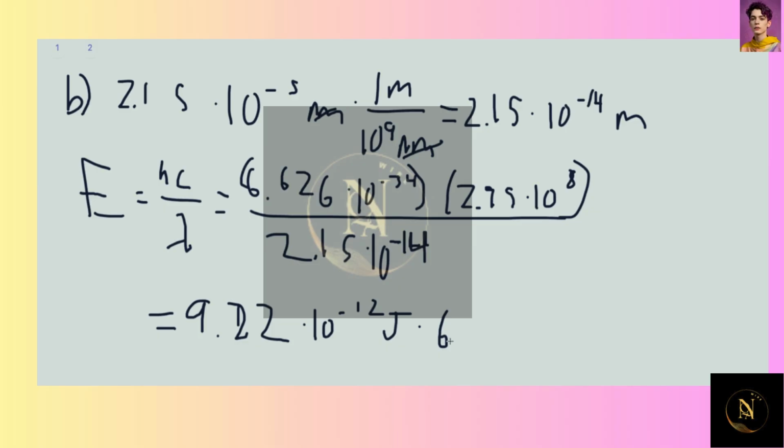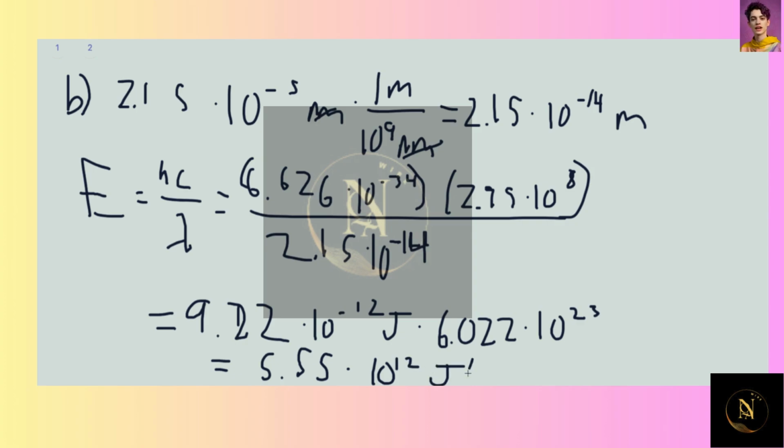So again, we multiply that by Avogadro's number, 6.022 times 10 to the 23rd. And we get our final answer to be 5.55 times 10 to the 12th joules per mole. And that is our final answer.